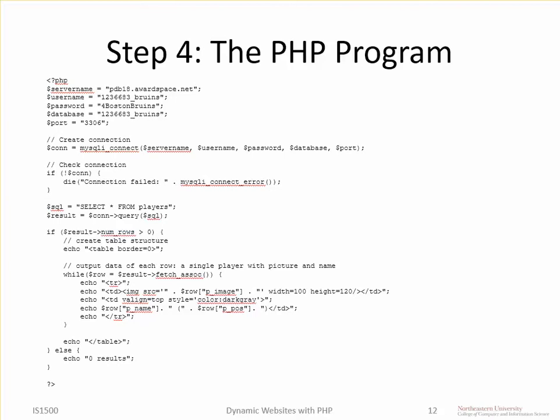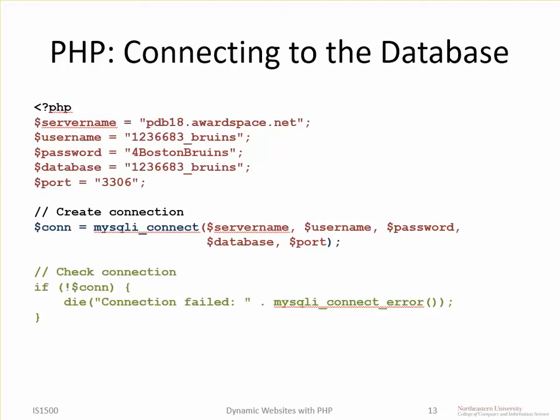So here's a full PHP program that produces a dynamically generated list of Bruins players. Now there's a lot going on here, and we're not going to take a look through everything right now. I'm going to break this up into different sections. So the first section is the connection to the database. That requires that you set up information about how to connect to the database.